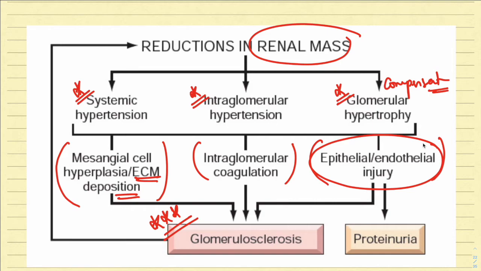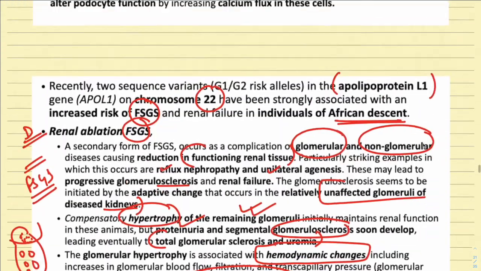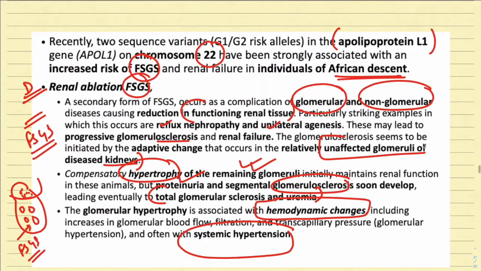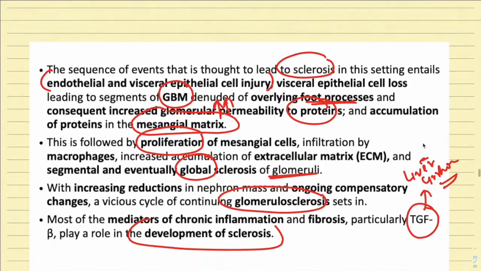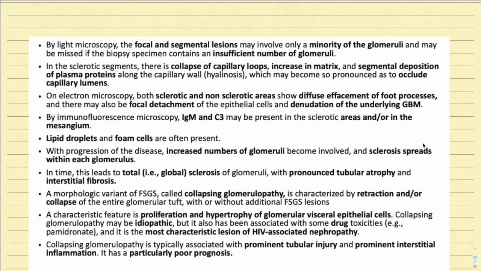Is this very clear how a reduction in the renal mass is a very important cause of FSGS? Okay, very clear. So we have discussed the inherited forms, we have discussed the idiopathic form, we have discussed secondary to renal ablation. Now if we look at the morphology by light microscopy, the focal and segmental lesions may involve only a minority of the glomeruli, because as we know it is focal. So a few of the glomeruli might be involved, and sometimes it might be missed under the biopsy because of insufficient number of glomeruli.